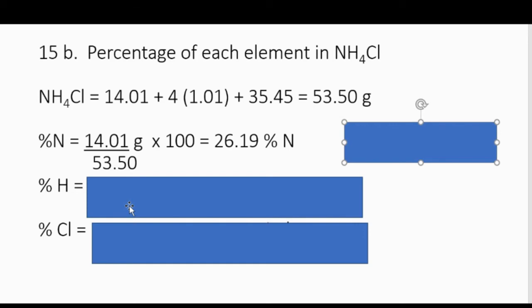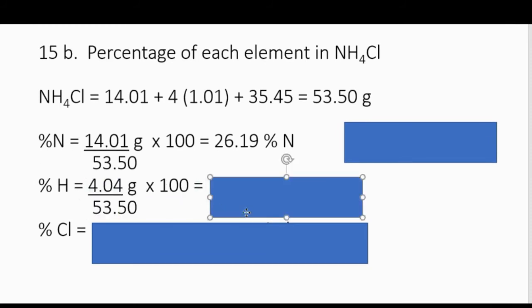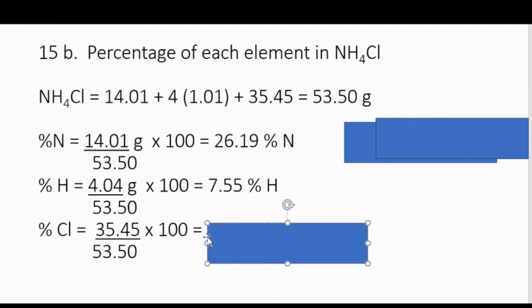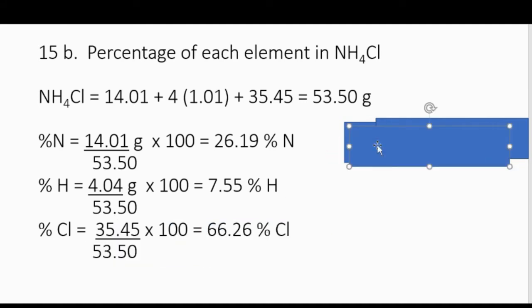How many hydrogens are in this compound? That's right, there's 4. So I would do 4 hydrogens divided by the total to get the percentage of hydrogen. And for chlorine, there's 2 ways we could do chlorine. We could do 100% minus 26.19 minus 7.55. That would work. We'd have just the chlorine because that's the only thing left, or we could just do the chlorine, 35 divided by 53, and get the remaining percentage.